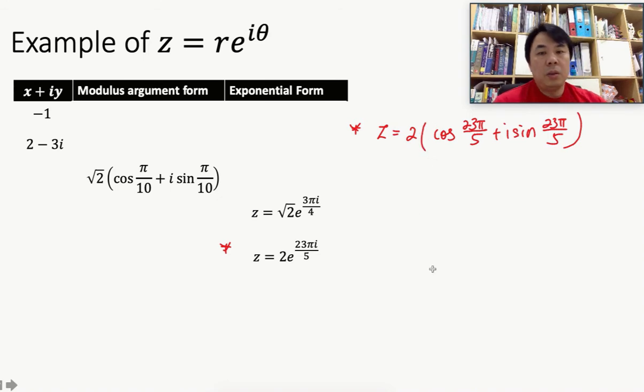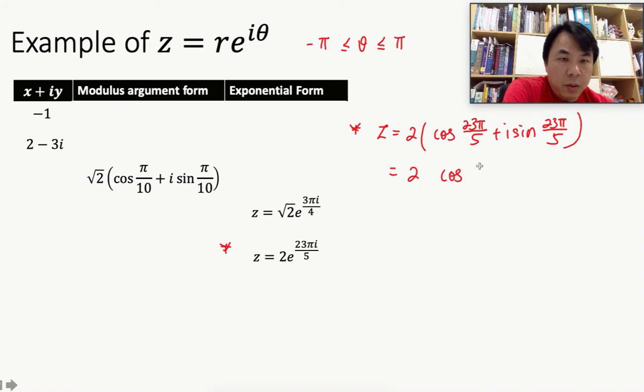Now the only difference is most of the time our argument is set within this domain here, which is negative pi to pi, or it could be negative pi over 2 to pi over 2 in this case. But the argument that we have here has already exceeded this domain, right? So therefore we have to readjust a bit here.